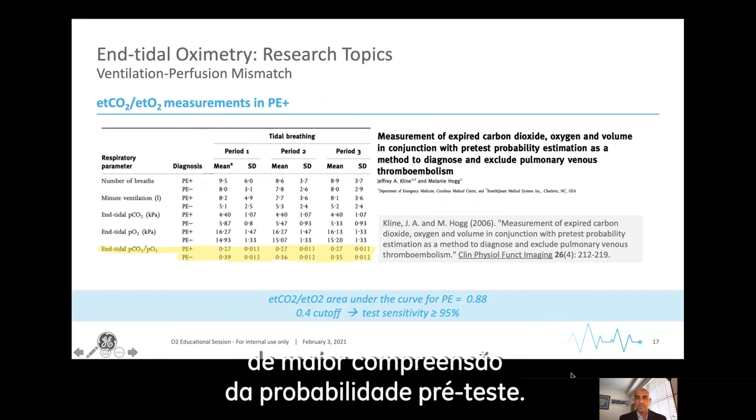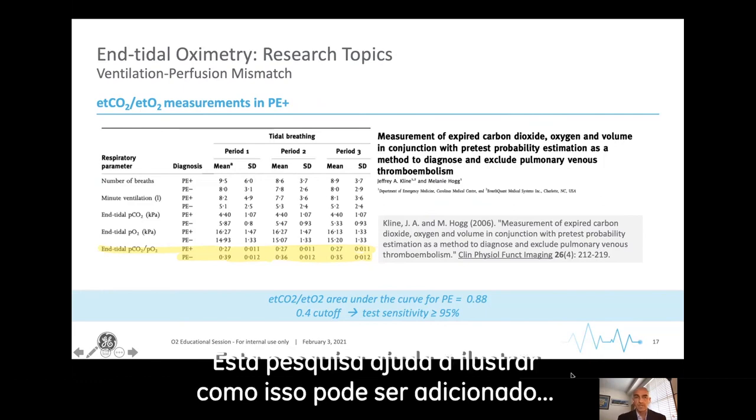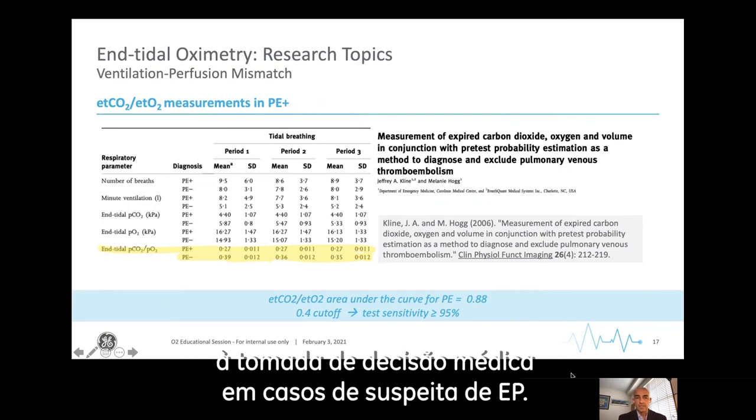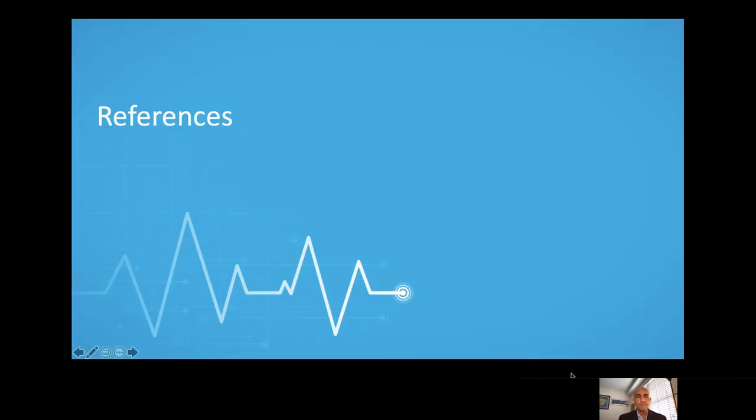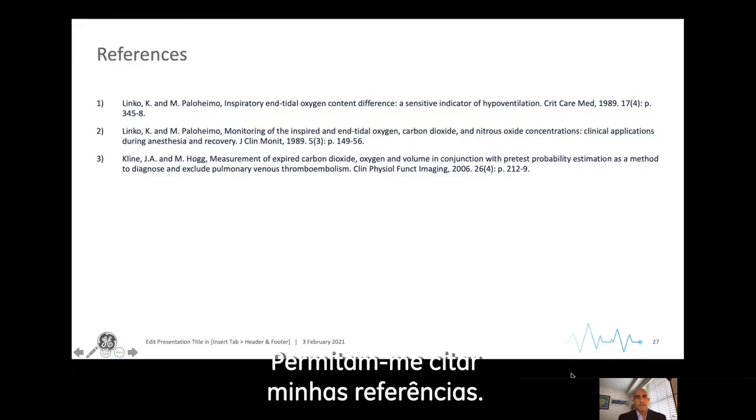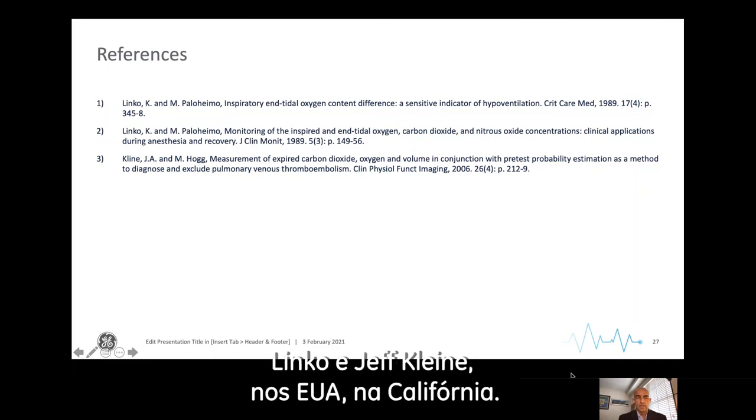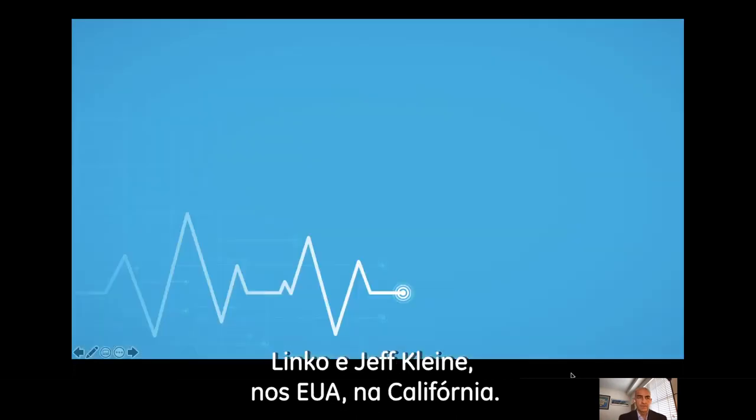This research helps to illustrate that this ratio can be added into the medical decision-making for suspecting pulmonary embolism in the appropriate patient population. On that note, I'll highlight the references that were used: two studies, and the one by Jeff Klein, once again from the United States, California.